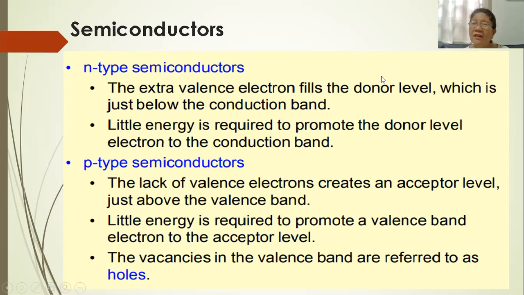In the N-type, they fill the donor level. Here, they create the acceptor level. They need the same little energy, to promote the valence band electron to the acceptor level. So always remember that the vacancies in the valence band are holes. Those vacancies in the valence band are known as holes.